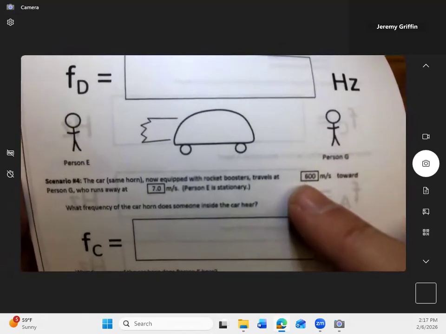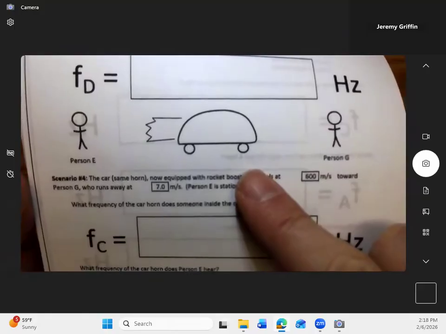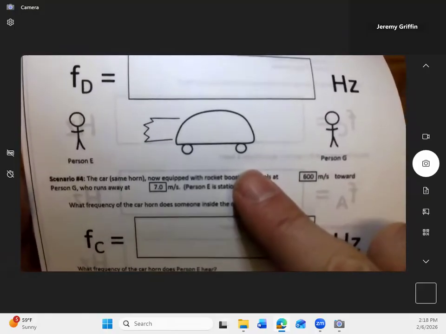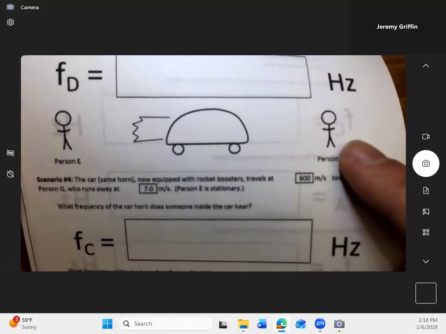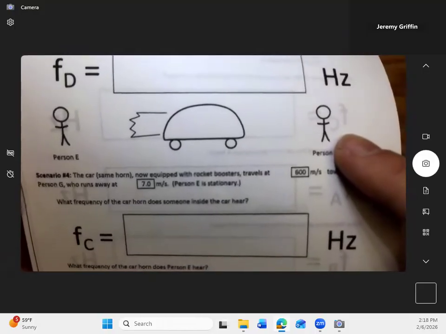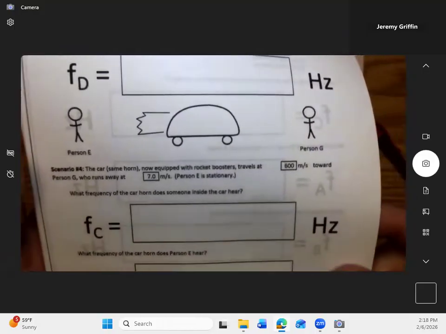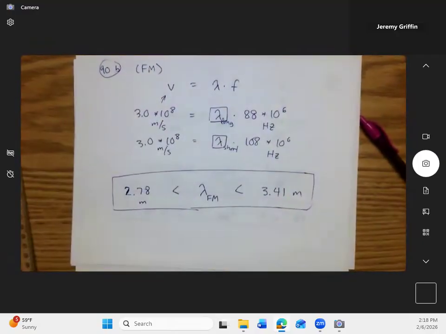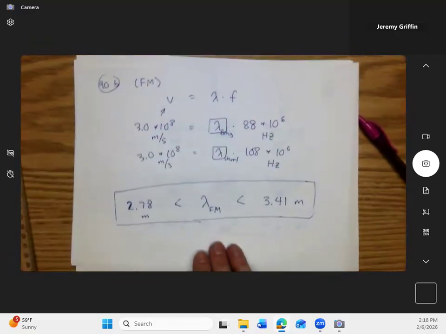What's traveling faster, the car or the sound waves it's sending out? The car. Does this person even hear anything? No, the car reaches him first before he hears anything. Yeah, all right, that was just a little trick. So, yeah, pick up on that.